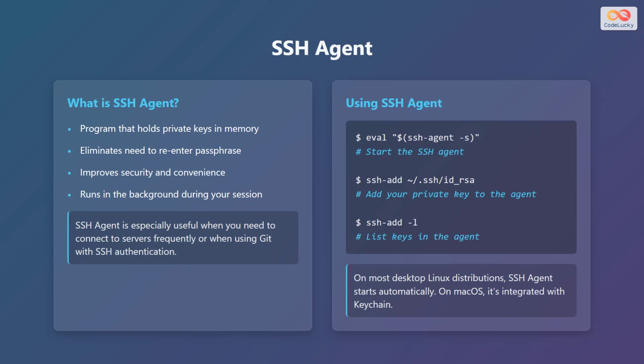To use SSH Agent, you can start the agent by typing eval $(ssh-agent -s). Then, add your private key to the agent by typing ssh-add ~/.ssh/id_rsa. You can list the keys in the agent using the command ssh-add -l. On most desktop Linux distributions, SSH Agent starts automatically. On macOS, it's integrated with Keychain.